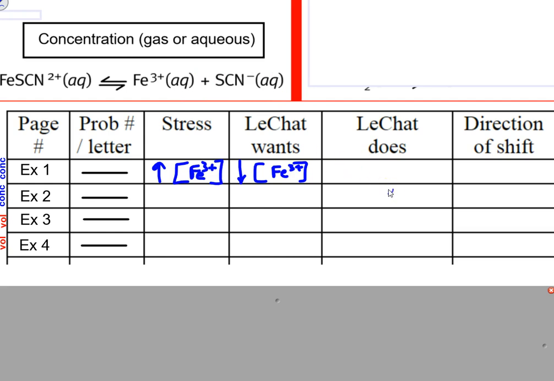So I'm going to write down what you just said. That means we're going to shift to the side with FeSCN. And I'm going to tell you right now that that is a left shift because FeSCN is on the left. So that's when you write in your shift. I'm not used to the computer lagging that much. So there we are.